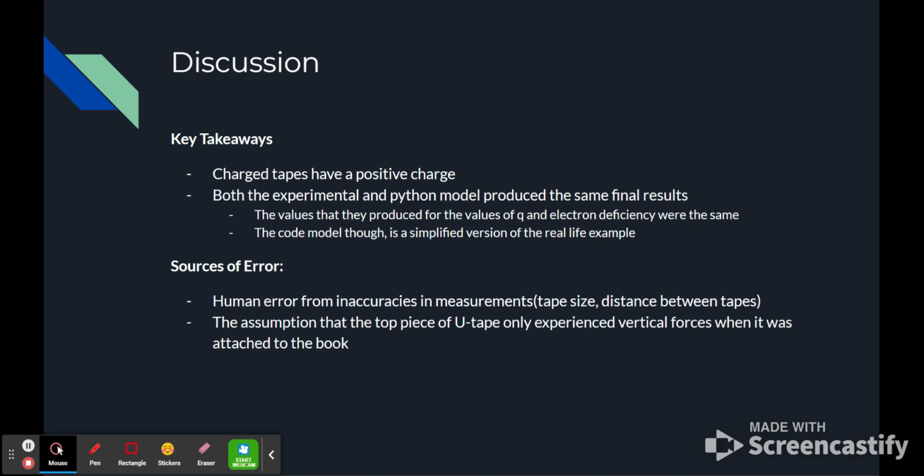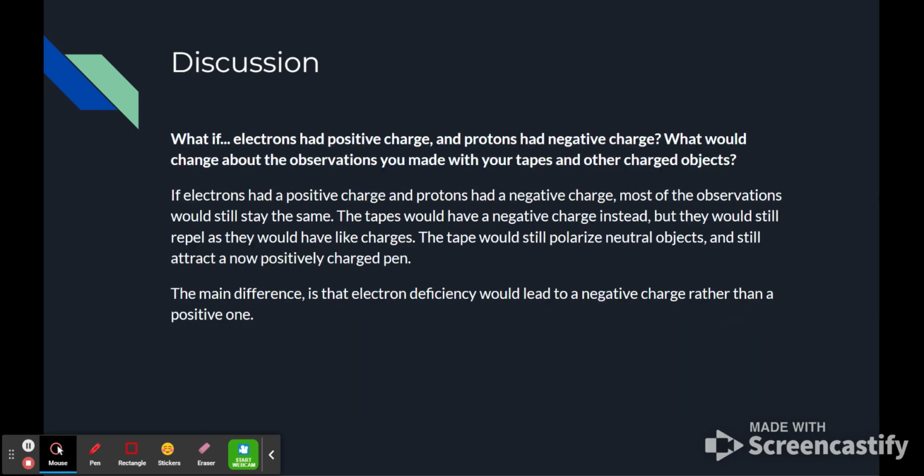The discussion, key takeaways: the charged tapes both have a positive charge, and both the experimental and Python model produce the same final results. Sources of error are human error from inaccuracies in measurements, from both tape size measurements and measurements of distance between tapes. The assumption that the top of the tape only experienced vertical forces when it was attached to books is another source of error.